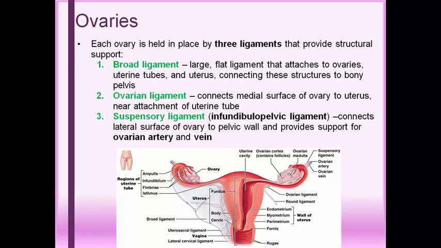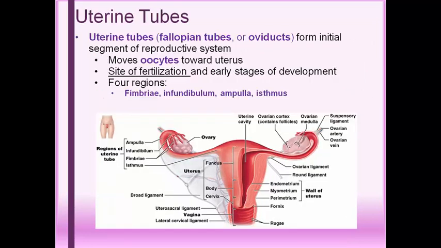So again, the three ligaments, and I believe in the lab book, we labeled the broad ligament and analyzed the structure around the ovary. But again, their purpose is to hold the ovary suspended within the pelvic cavity of the female.